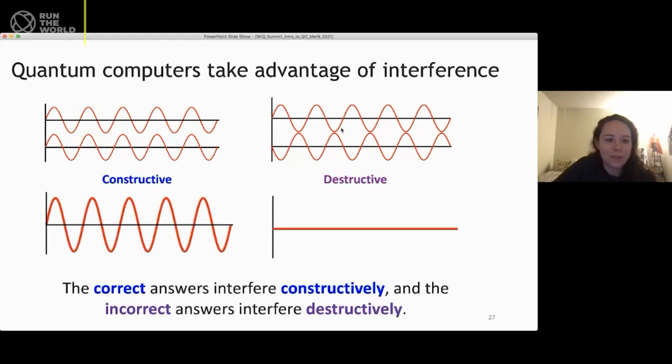So what this basically amounts to is that in the constructive interference case, the amplitudes add together, so we get a larger wave that has, in this case, double the amplitude. And in destructive interference, the amplitudes cancel out, so we're left with the straight line. So the idea in quantum is to come up with a way to make the correct answers interfere constructively with each other to make something like this, so something that can be measured, and then to make the incorrect answers interfere destructively and to kind of cancel out. So this is how quantum computers take advantage of interference.